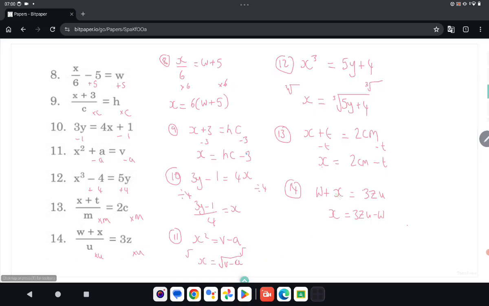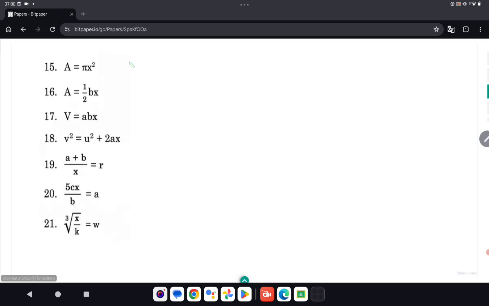And then the last 7 questions. Question 15. Divide both sides by pi. So we have a all over pi is equal to x squared. Now I need to square root both sides, but just be careful. The whole of the a over pi has to be under the square root.